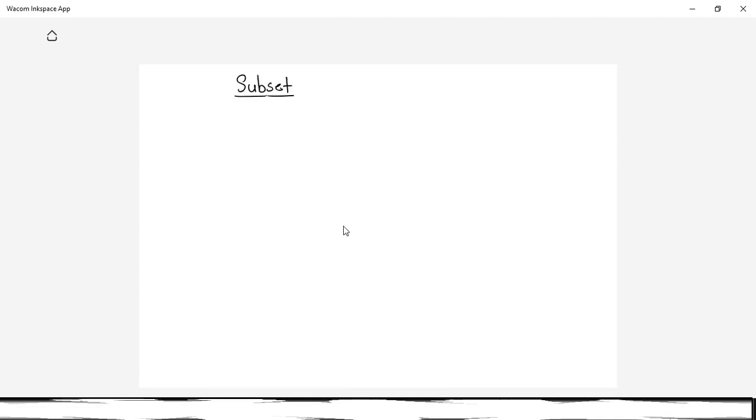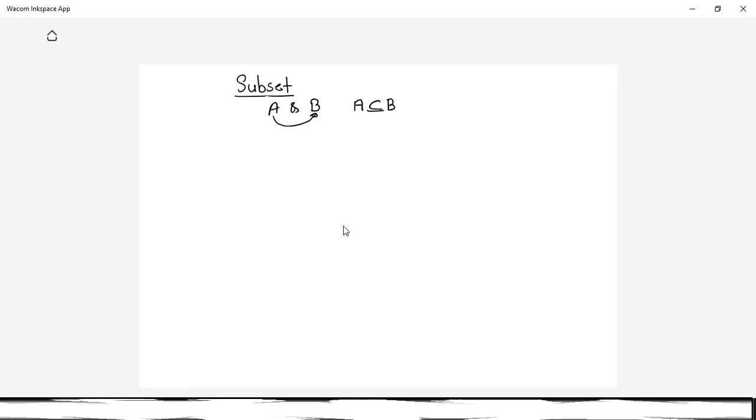Now next we will see subset. So if you have two sets A and B, and if you want to say A is a subset of B, then every element of set A should be an element of set B. Then you can say A is a subset of B. It is denoted by A is a subset of B.